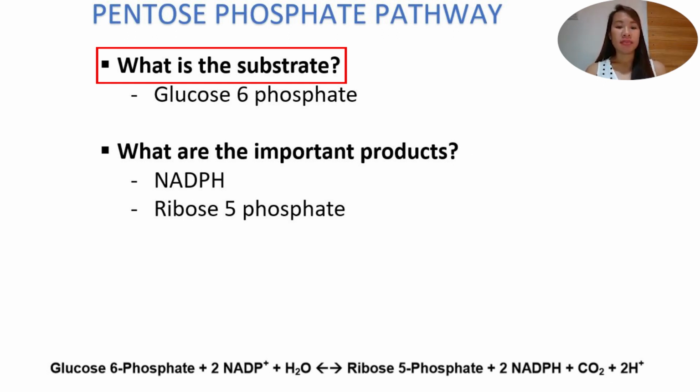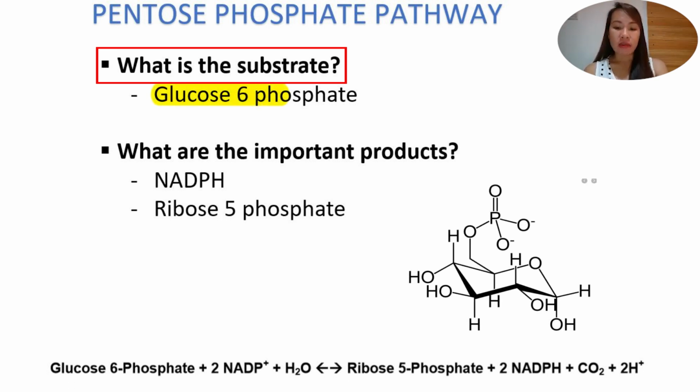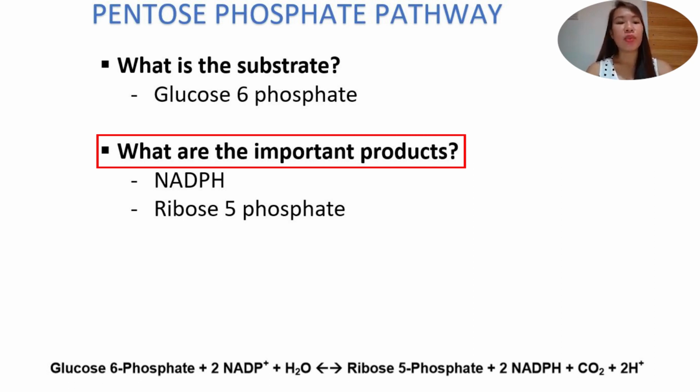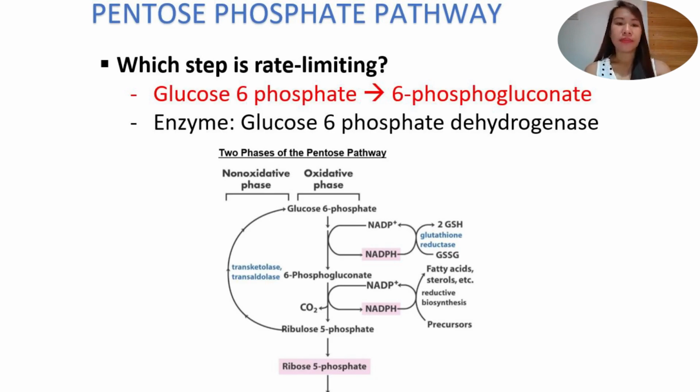So what is the substrate? So kailangan natin malaman, the substrate is glucose 6 phosphate. Okay, glucose 6 phosphate. So in the glucose 6 phosphate, maalala nyo, this is important also for glycolysis. So next, what are the important products? We've mentioned this in the second slide. We have NADPH and ribose 5 phosphate.